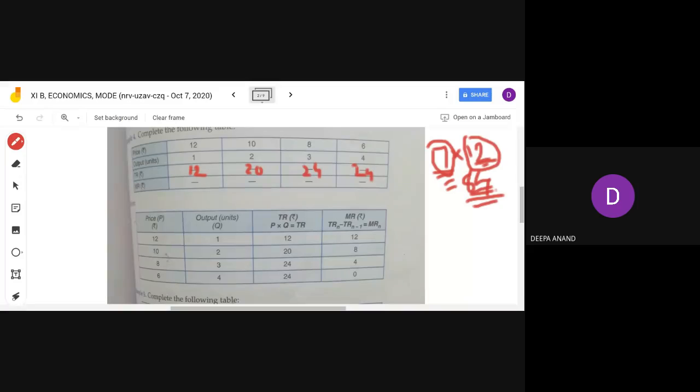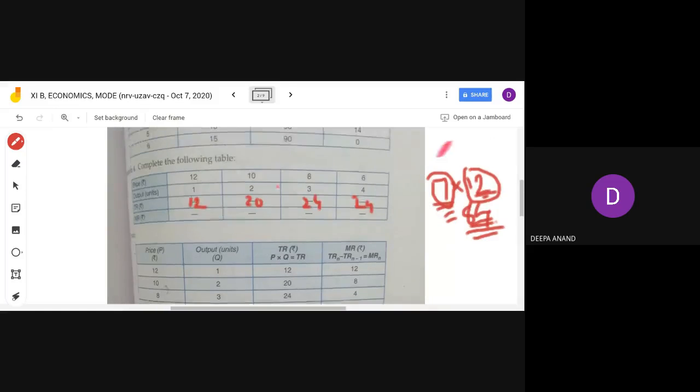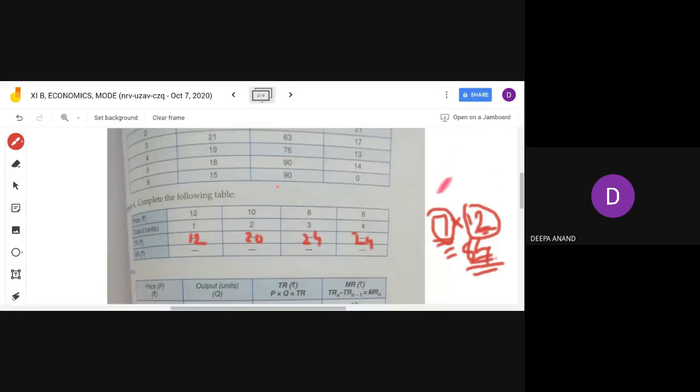Now, once you have the total revenue column, marginal revenue is just the difference between the total revenues. So fill the marginal revenue column.